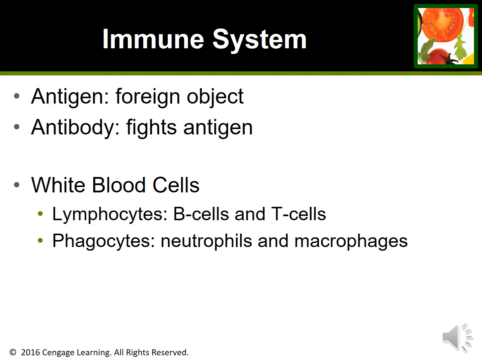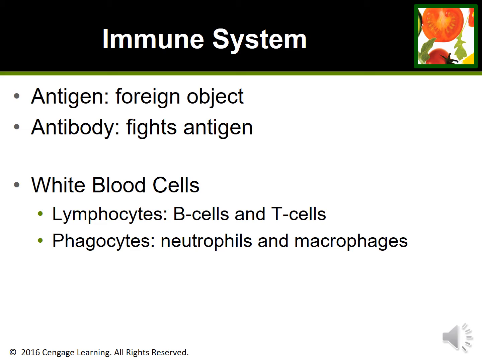We have the term antigen, which is something that the body views as a foreign object. And then we have antibody, which is what the body makes to fight that antigen. Now remember, we said each antibody is specialized. It is only meant to fight a certain type of antigen. If we have a new antigen introduced, we need to make new antibodies specialized to fight that antigen.